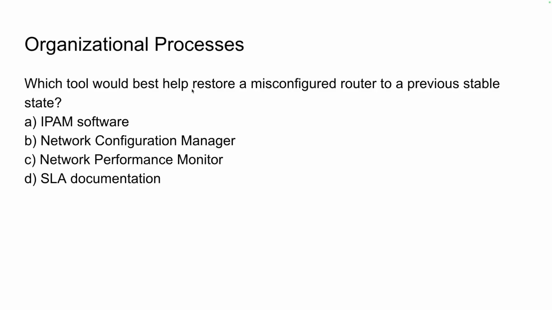Which tool would best help to restore a misconfigured router to a previous stable state? IPAM software is for IP address management, then network configuration manager, network performance monitor, and the SLA documentation. SLA documentation has nothing to do with this. IPAM software has nothing to do with this. Now, a performance monitor is for monitoring the performance of a network device or a network segment, so it's not for restoring misconfigurations. It's literally in the name. The network configuration manager would be the tool that we would use to achieve this.